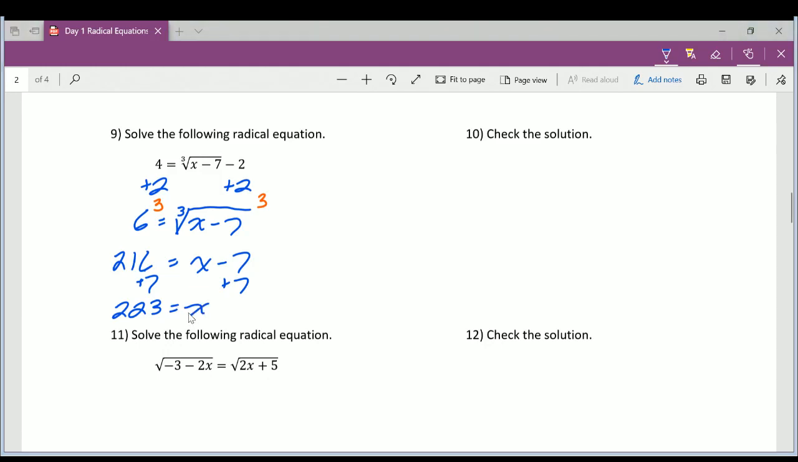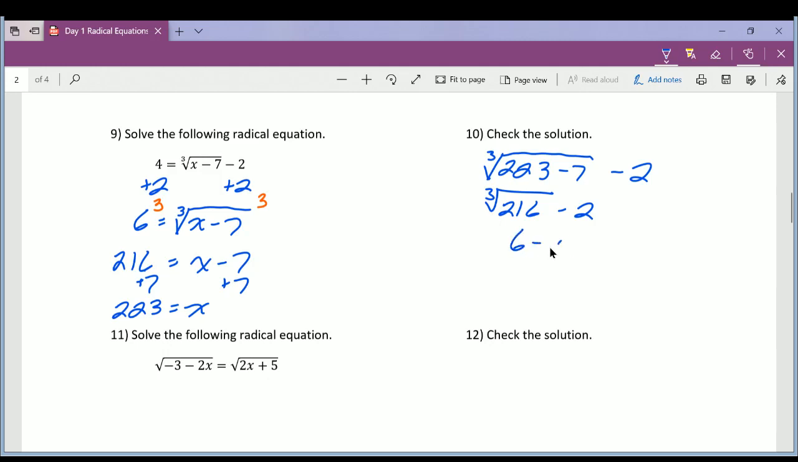So I believe that's going to be the right answer, and we can check it just to be certain. That's going to be the cubed root of 223 minus 7 minus 2. 223 minus 7, that's 216. Cube root of that, minus 2. Cube root of 216 is 6, minus 2. And that does give us 4. That's what we were hoping for.